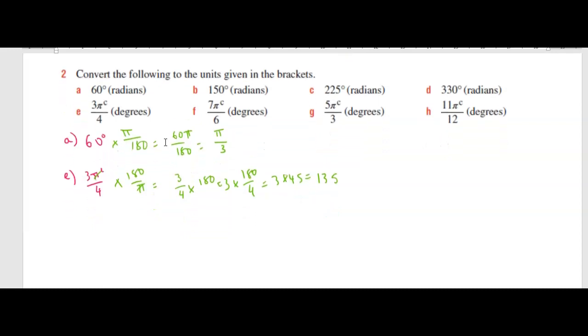All right, let's do maybe G. Just do a few and then pause the video and have a go at doing the others on your own. I encourage you to do all of them. So we're converting into degrees, so 180 on pi. So your pi's can cancel each other out. So then we're left with 5 times 180 on 3. 180 on 3 is 60, so 5 times 60 gives you 300. And I should probably put my degree symbol on and my radian symbol here. All right, so girls, have a go at doing the rest.